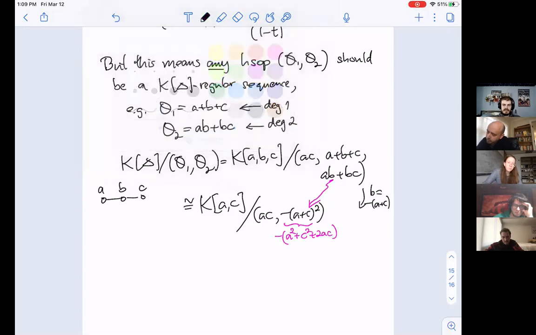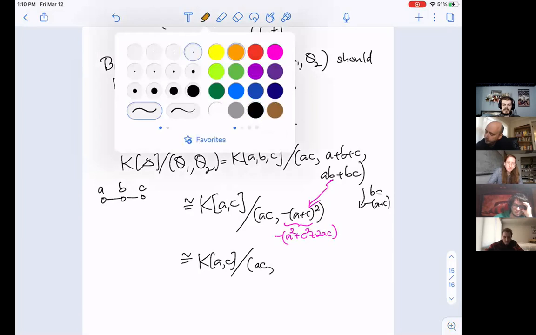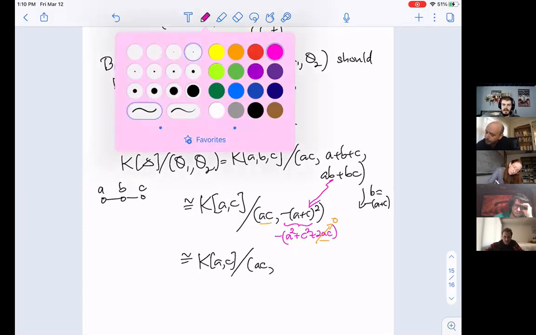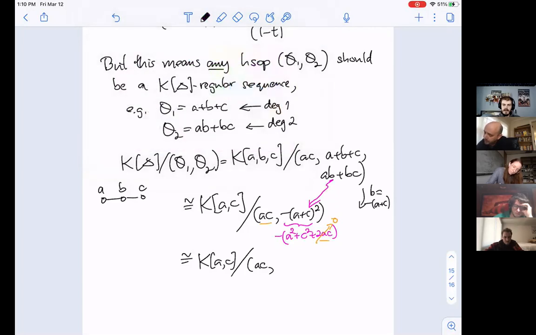So I claim maybe we could think about this ring a little differently: the quotient ring is isomorphic to K adjoin A and C as variables. We've modded out by the quadratic monomial AC, and I don't really care about this one anymore because I've already modded out by the AC. I don't need that to generate this, and I don't care about the minus either. I claim this is the same as that quotient. In other words, these two things generate the same ideal as these two things. It's just that I'm rewriting generators for the ideal. Sound okay so far? Stop me if I make a mistake.